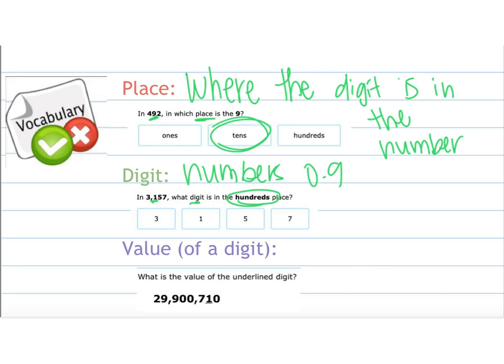Okay, the value of a digit, when we're talking about value, we're talking about kind of how much it is. Okay, so if we're talking about the underlying value, this 1, it's in the tens place, so therefore the value of it, or how much it is, it's 10. If I was asking about the value of this, it's a 9 in the hundred thousands, so that would be worth, or value would be 900,000. Okay.